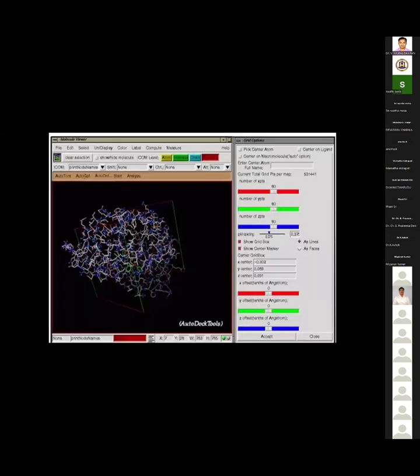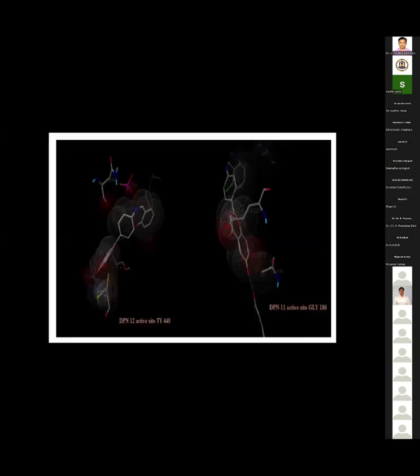The next step. Here you can see how the protein is visible when you are using the AutoDock tool. When you give the PDB format into the AutoDock tool, this is how the protein is visible, and this is how our ligand is visible.